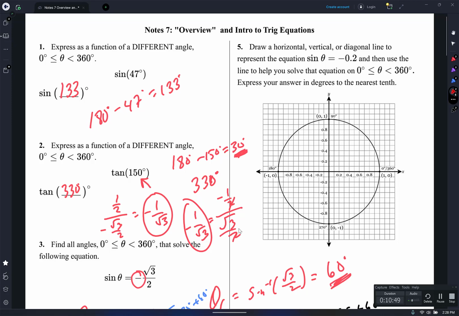Draw a horizontal, vertical, or diagonal line to represent the equation sine theta equals negative 0.2, and then use the line to help you solve the equation between 0 and 360. So sine, is it the y value or the x value? The y. So this is your unit circle. Go to negative 0.2, and then follow the circle and put a point. Follow the circle, put a point. Do you see how I put my point at negative 0.2 for the y value? All right, connect it to the origin. So, like this. There's one, and I'm going to do the other one in a different color.